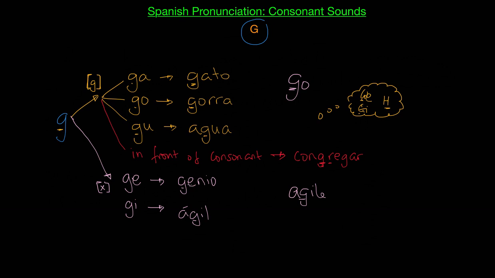If you say genio and ágil, it's not the end of the world at all. I will continue to do mine as genio and ágil because I'm from Barcelona and that's how I do them. But if you can't, just do them as h and you'll be fine. So, let's recap where we were. We have ga, go, gu, ge, and gi.